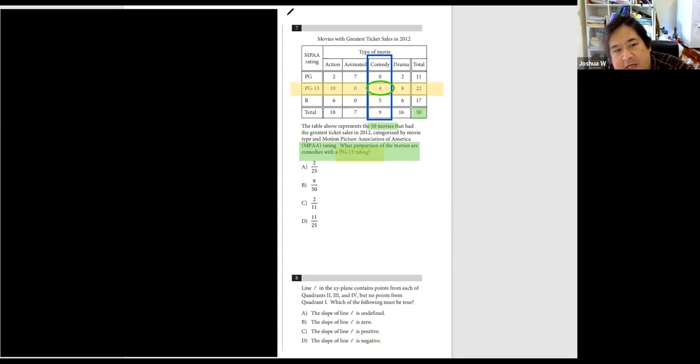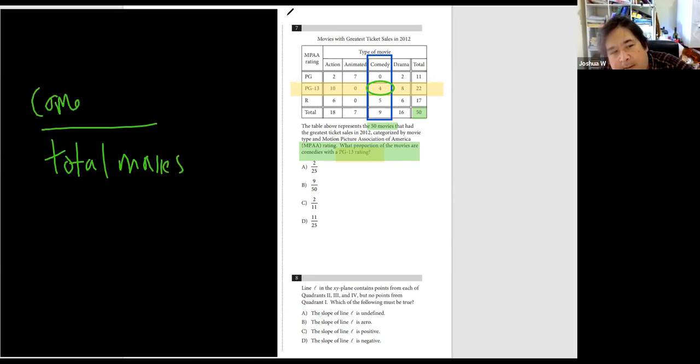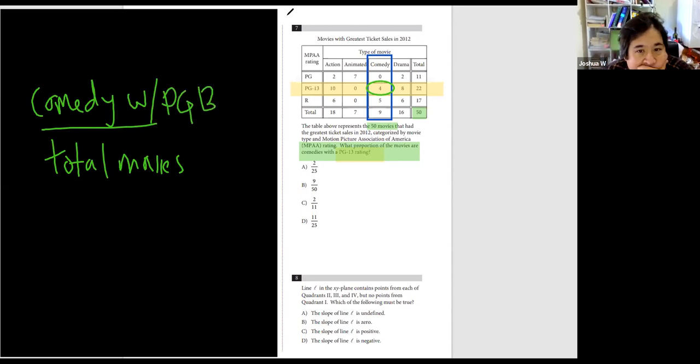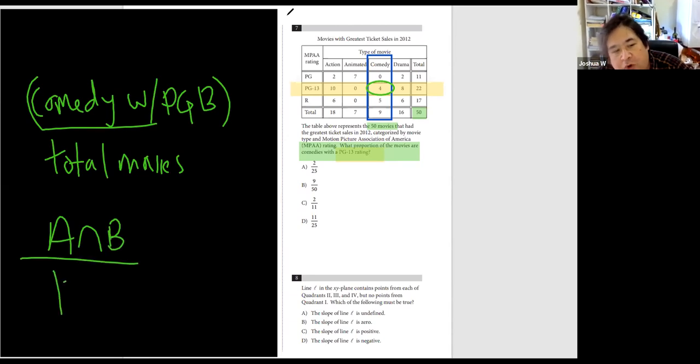So you set it up like in conditional probability. So the total movies should be in the denominator. And this was comedy with PG-13. So it's like A intersect B over the total. It should be like that. Can you set it up one more time? So what is A intersect B? It's PG-13 and a comedy.